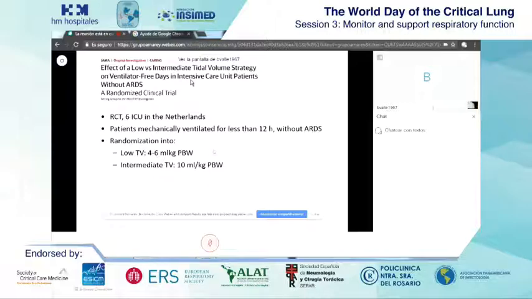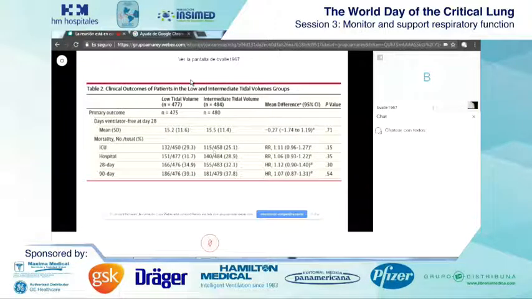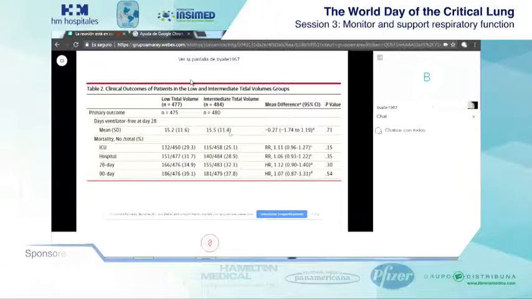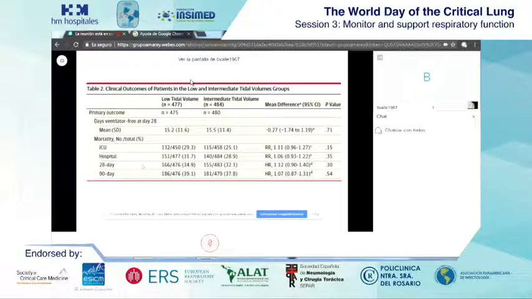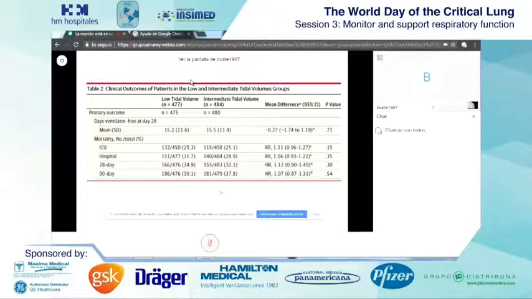They were randomized into 2 groups: the low tidal volume group, who received 4 to 6 ml per kilo, and the intermediate tidal volume group, who received 10 ml per kilo. In this study, the primary outcome was negative. The days out of mechanical ventilation at day 28 were the same between the 2 groups, and the mortality at ICU, hospital, 28 days and 90 days was the same, regardless of whether the patients were ventilated with low or intermediate tidal volume. So based on this study, it's not necessary to limit the tidal volume among patients without ARDS.